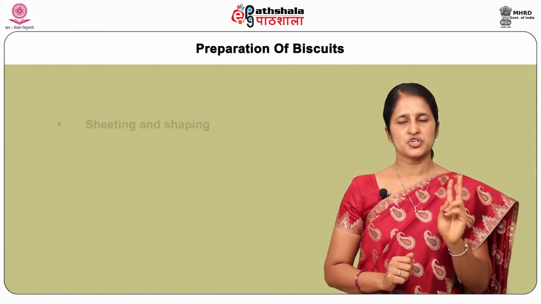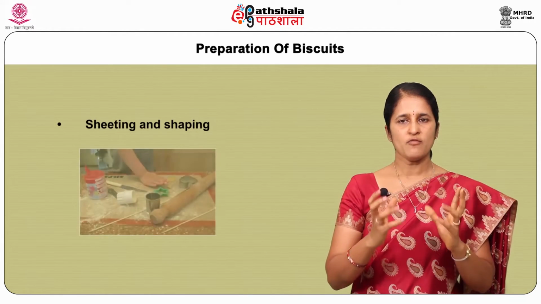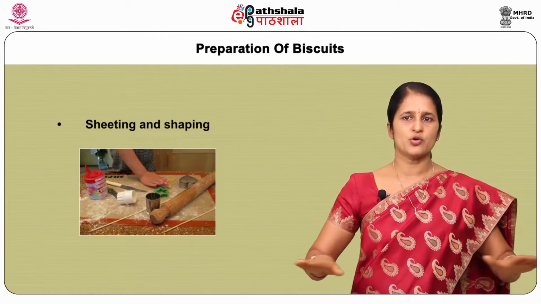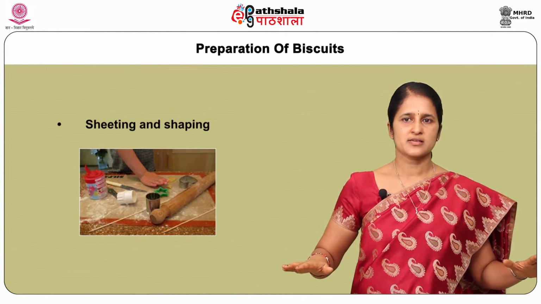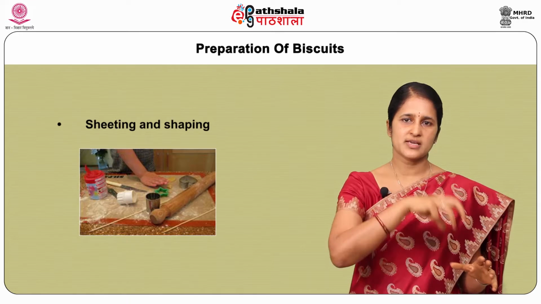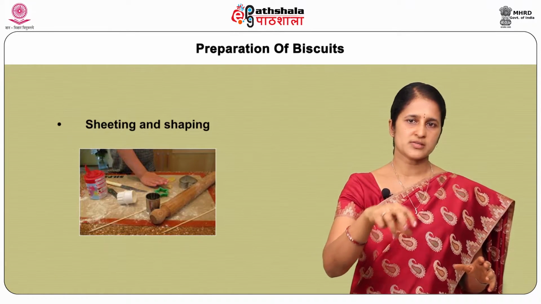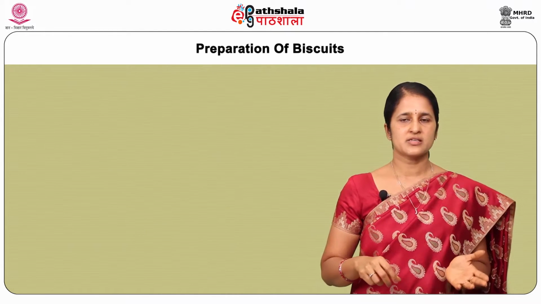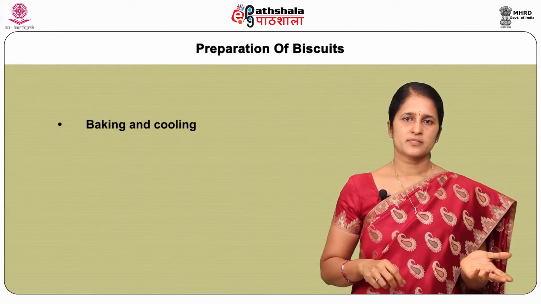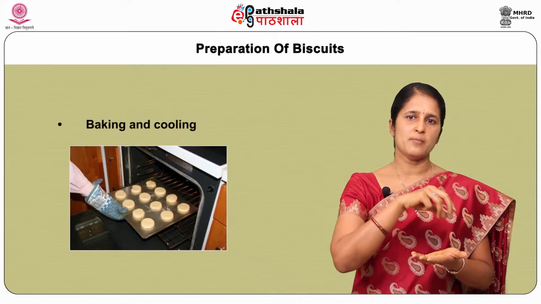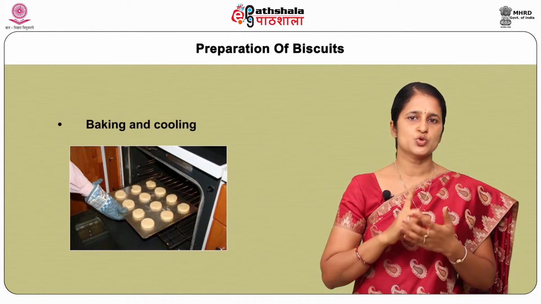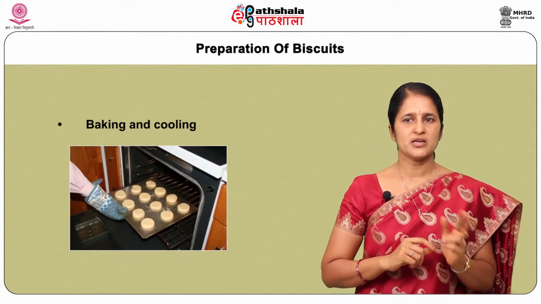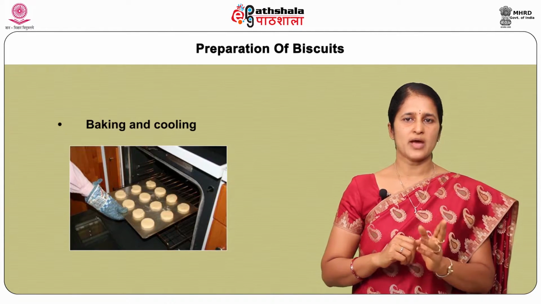Second stage is sheeting and shaping. The dough which is prepared is rolled into a sheet of desired thickness. Then by using the biscuit cutters or biscuit molds, the biscuits are shaped out. Then the last stage is baking and cooling. The shaped biscuits are then baked at 170 to 200 degrees for 20 to 30 minutes. Then it is cooled and packed.